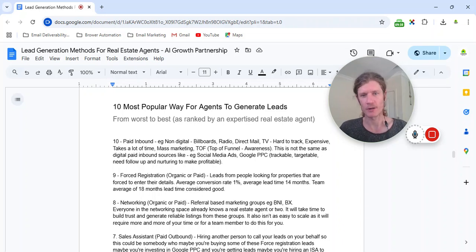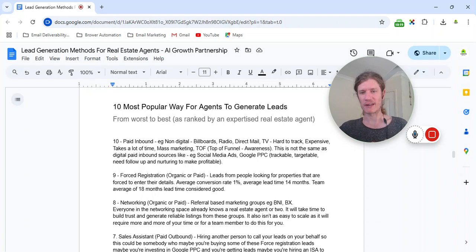So the 10 most popular ways that agents can generate leads, starting at the worst, is paid inbound in the form of non-digital leads. These are leads that are sourced from billboards, radio, direct mail, TV. They're hard to track, they're expensive to get, they take a lot of time to convert, and basically you are just doing mass marketing. This is okay for top of the funnel awareness stage marketing, but yeah, it's going to be expensive and it's going to take some time.